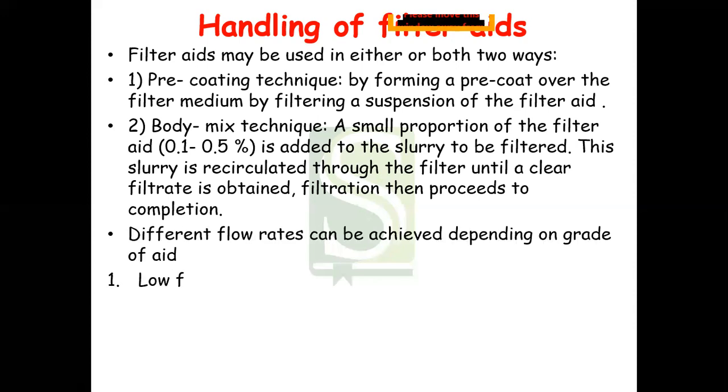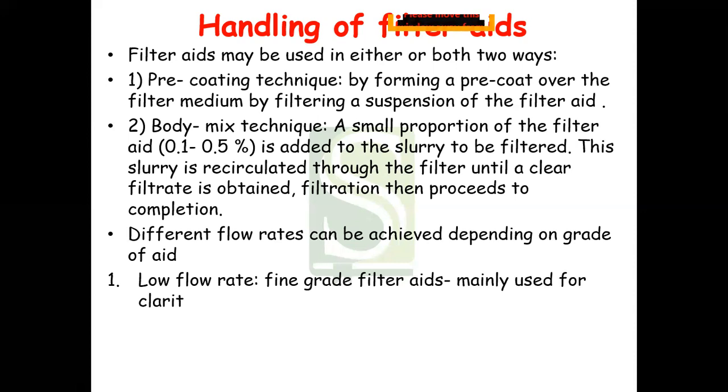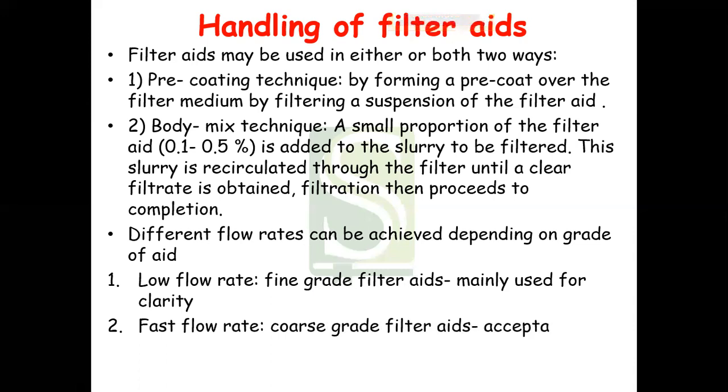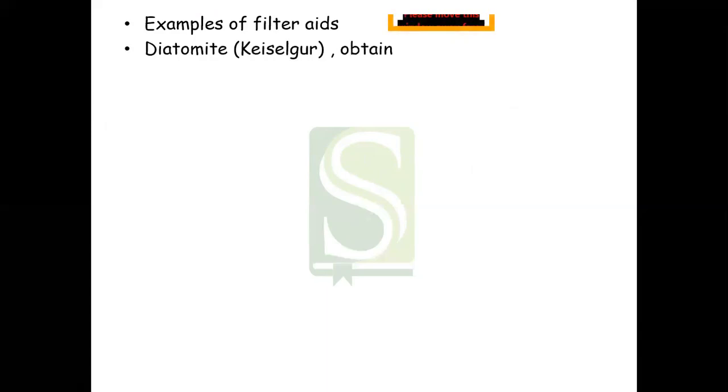Different flow rates can be achieved depending on the grade of the aid. Low flow rate is obtained in case of fine grade filter aids, mainly used for clarity purposes. And fast flow rate is observed in case of coarse grade filter aids, and it gives us acceptable filtrate. The examples of filter aids are diatomite, which is also known as Kieselguhr.